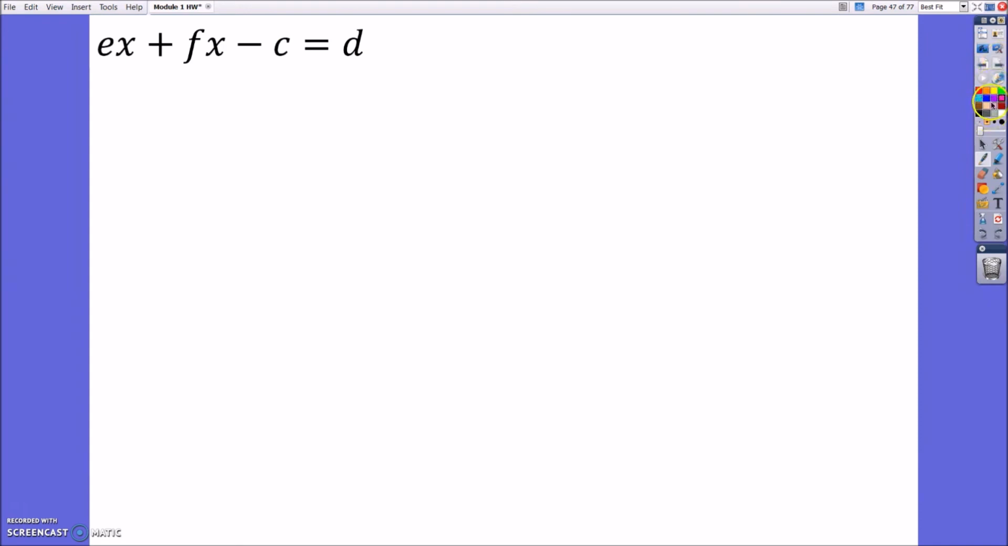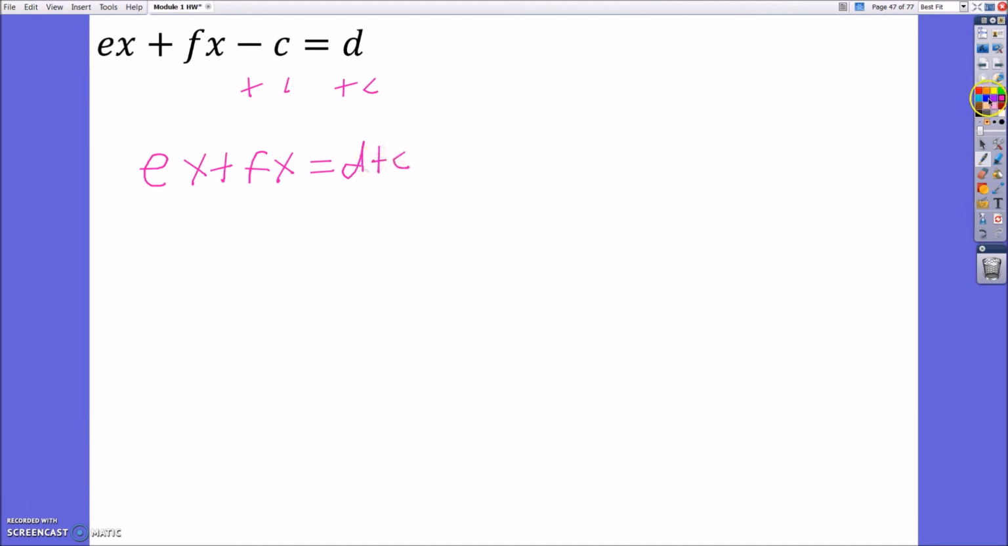Now this next one I would consider a tricky one because we're trying to get x by itself, but it's on 2 different variables. So when it's on 2 different variables, we're going to get those 2 variables by themselves. The first thing I'm going to do is add c to both sides. Now I'm going to have ex plus fx is equal to d plus c.